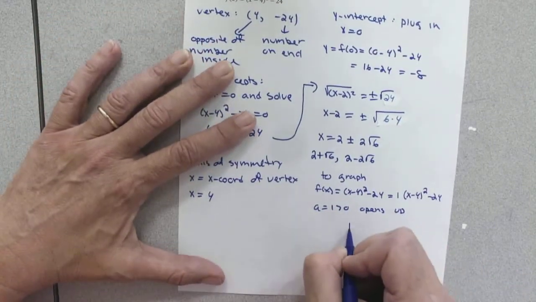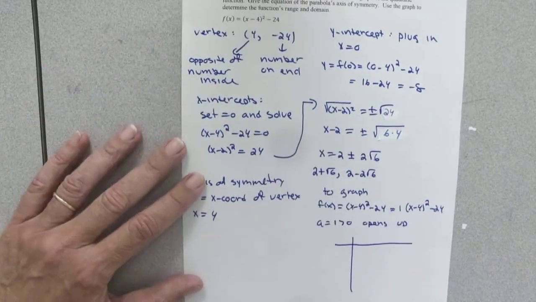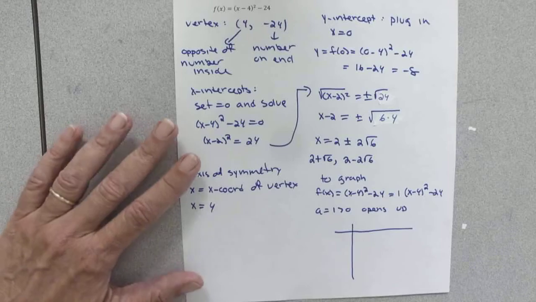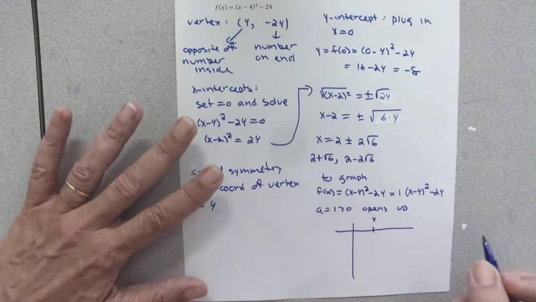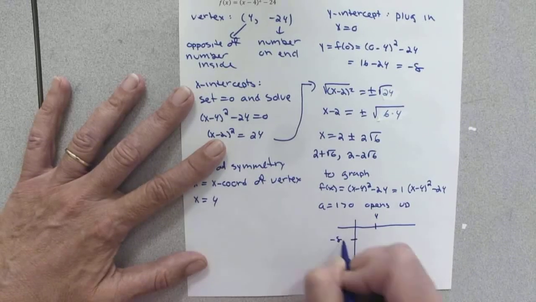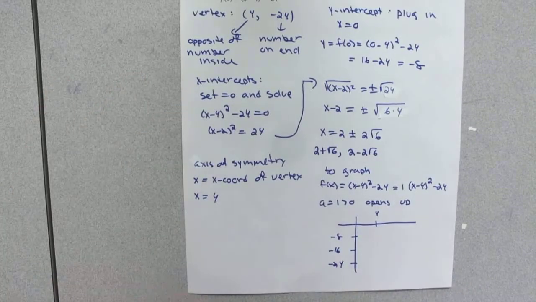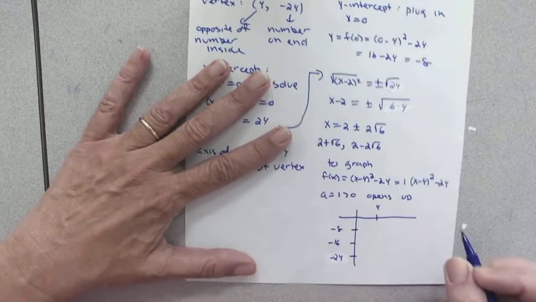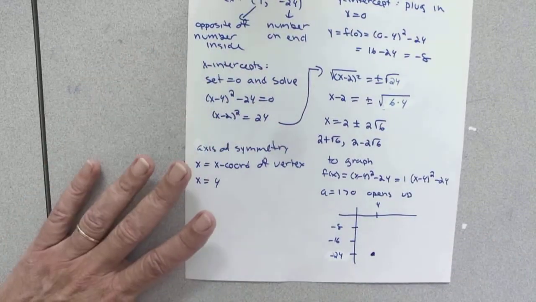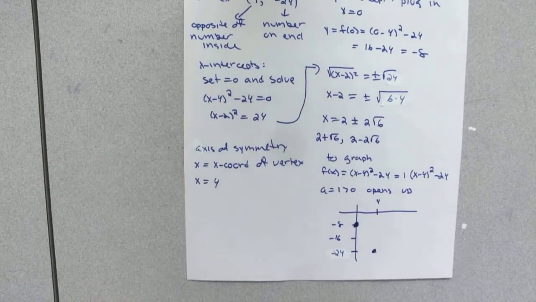So graphing this. And again, I'm not looking for huge works of art. The vertex is 4, negative 24. So let's just call that 4, negative 24. I'm going to go negative 8, negative 16, negative 24. So there's my vertex, 4, negative 24. My y-intercept was negative 8, so there's my y-intercept.